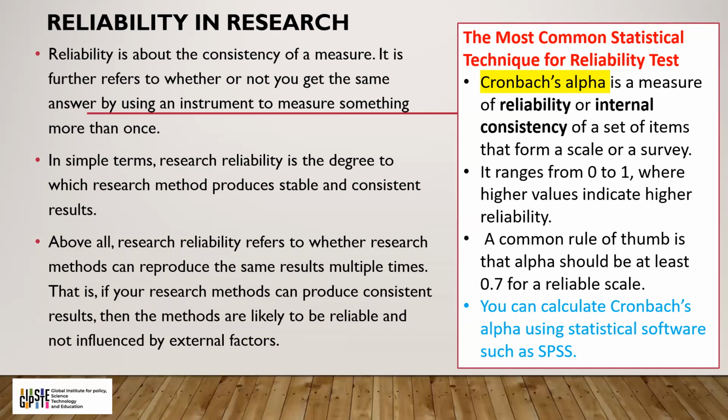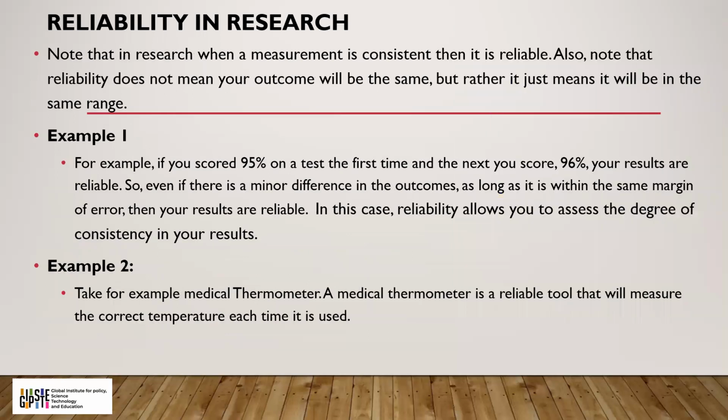You can calculate Cronbach alpha using statistical software such as SPSS or any other statistical packages that we use to run data analysis. You can find the Cronbach alpha technique in SPSS as well. Note that in research, when the measurement is consistent, then it is reliable. Take note of that. Once it's consistent, then it is reliable. And as a rule of thumb, it must have a Cronbach alpha value of 0.7.